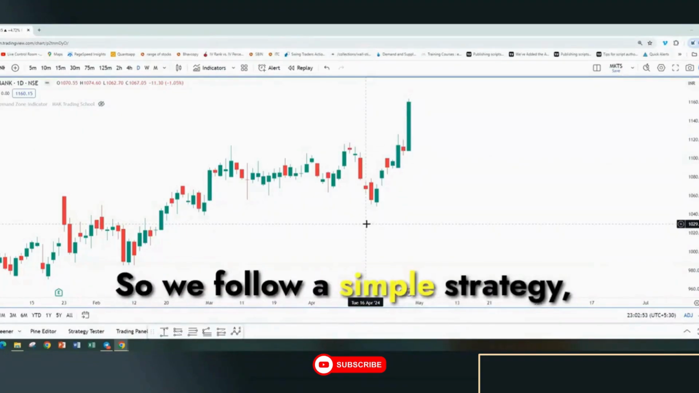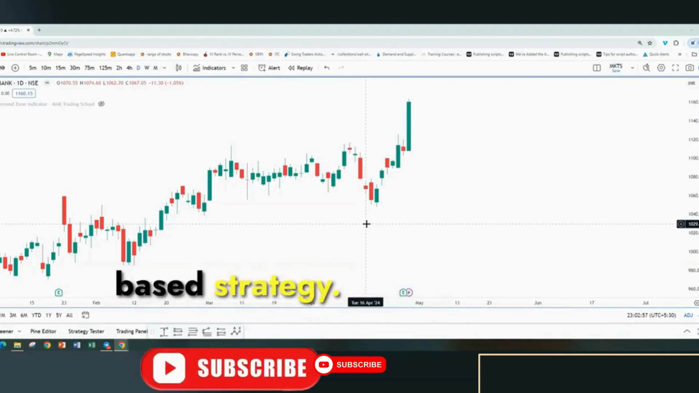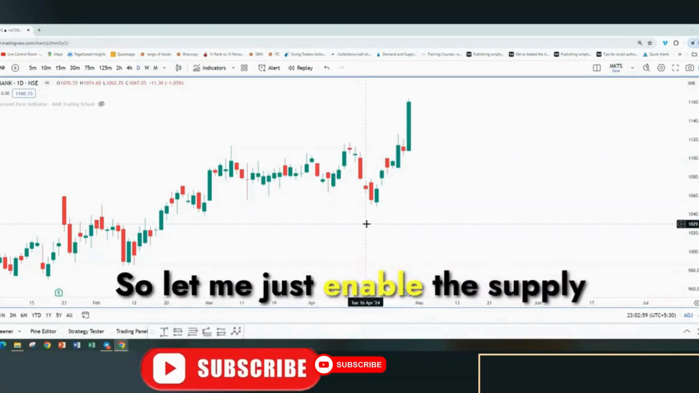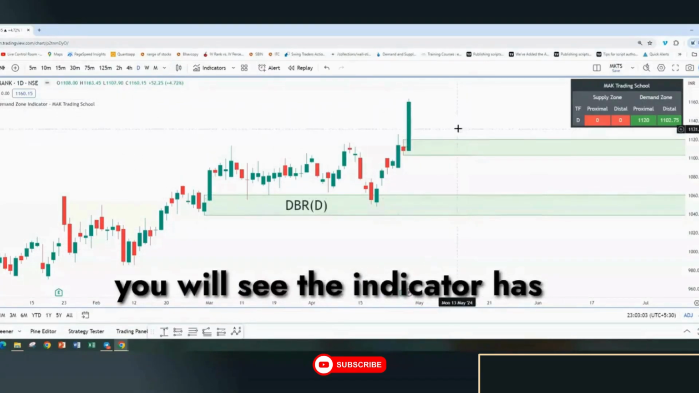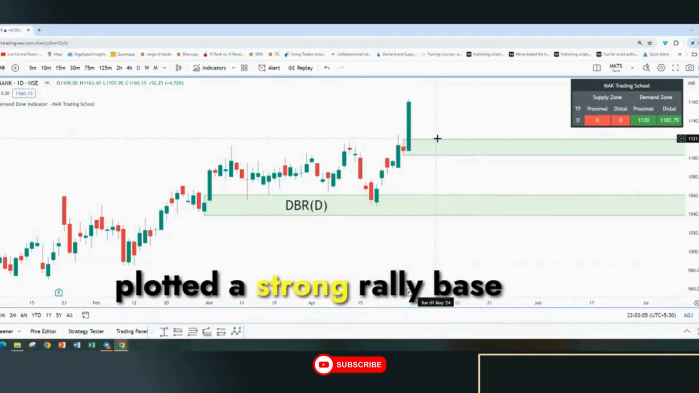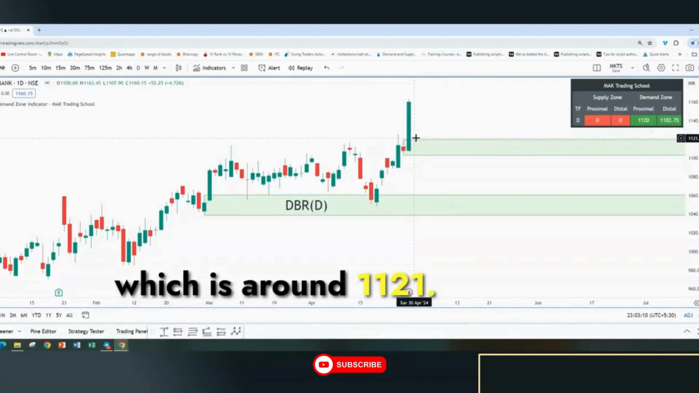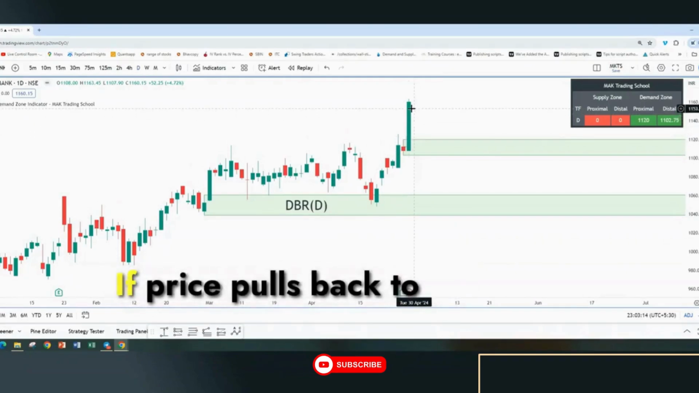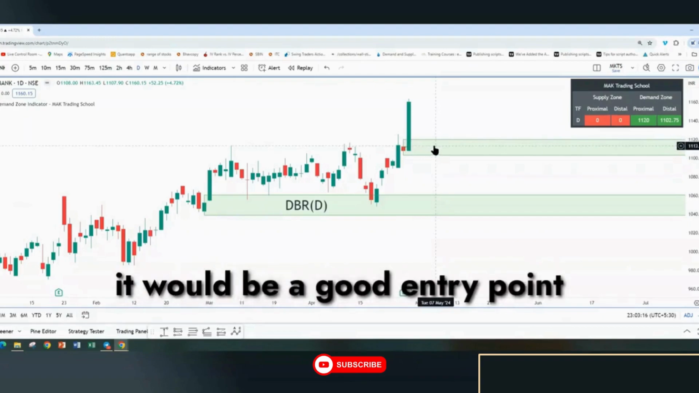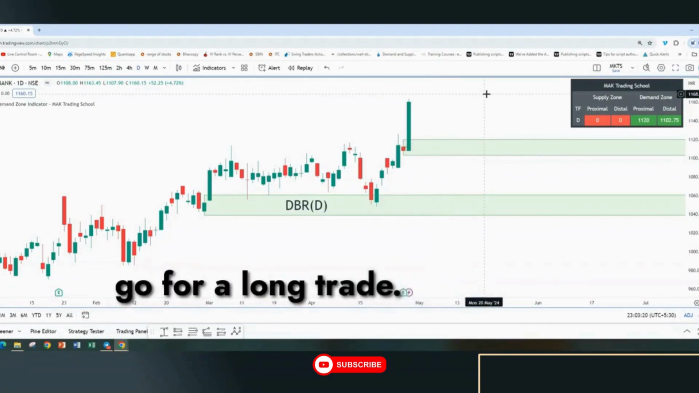So we follow a simple strategy which is called supply and demand trading strategy, which is a price action based strategy. So let me just enable the supply and demand zone indicator. Once I do that, you'll see the indicator has plotted a strong rally base rally demand zone, which is around 1121. So this provides a good opportunity to go long. If price pulls back to this demand zone, it would be a good entry point to join the institutions and go for a long trade.